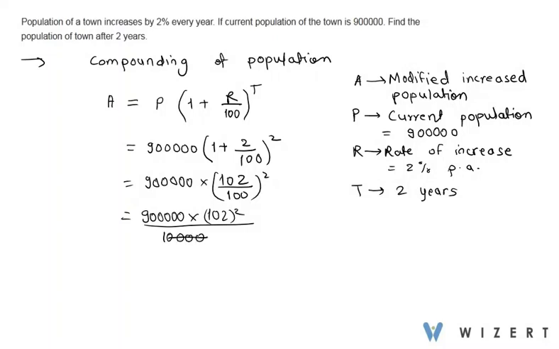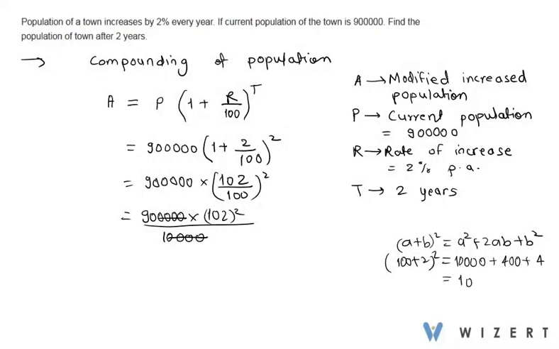So these zeros cancel out, and 102 square we can find by using a plus b whole square formula, which is a square plus 2ab plus b square, 100 plus 2 whole square. Right? So answer will be 10,000 plus 400 plus 4, which is 10,404. So 9 multiplied by 10,404.